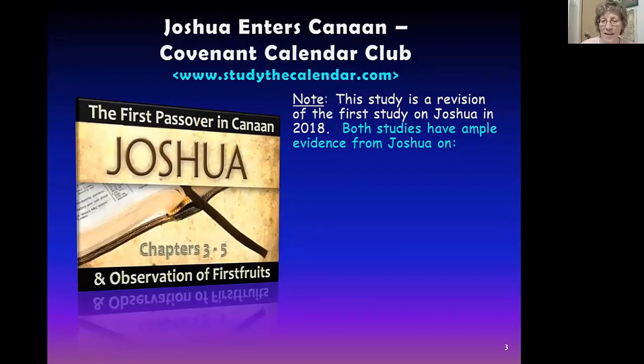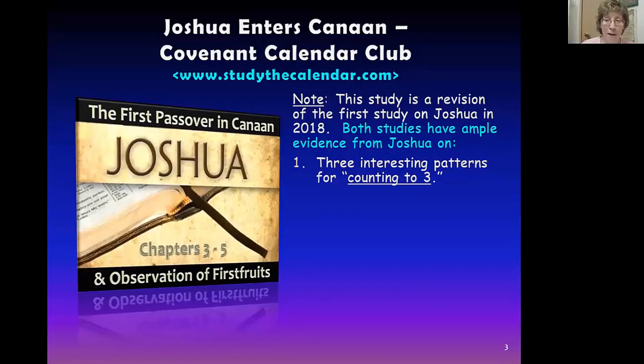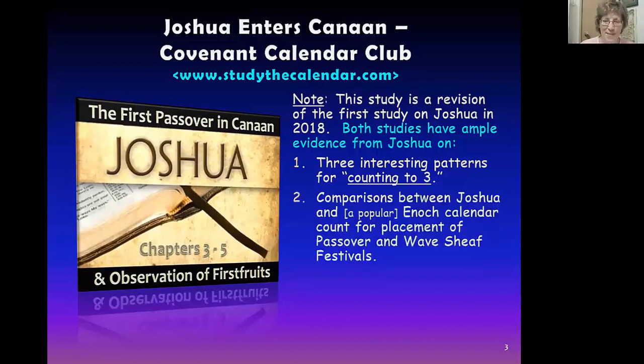The study has lots of evidence from Joshua. These are some of the things. There are 3 interesting patterns for counting to 3 in this study. Now, you might say, well, so what? What do I need to know that for? Well, I'll tell you what. When you're starting to learn how to count timelines, especially when it comes to the Messianic timeline, which is 3 days and 3 nights, you're going to want to know how to count to 3. It might sound easy, but maybe it's not.